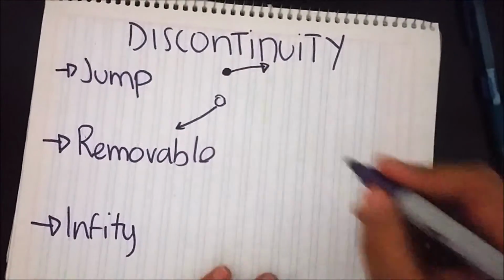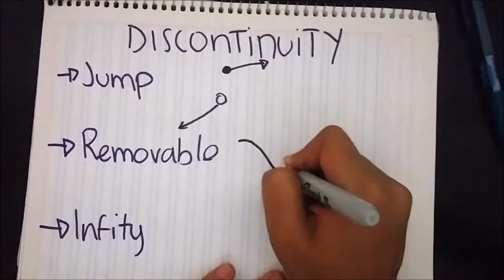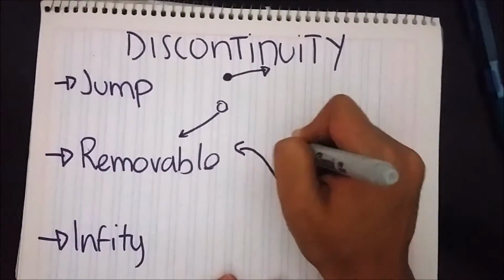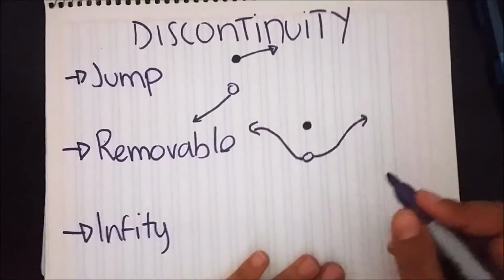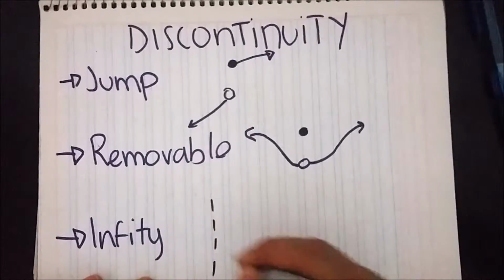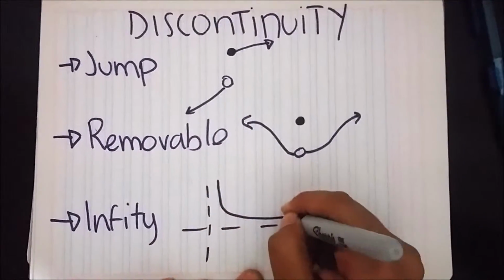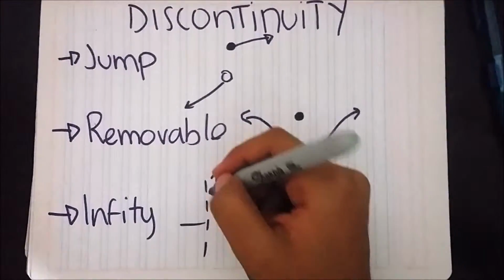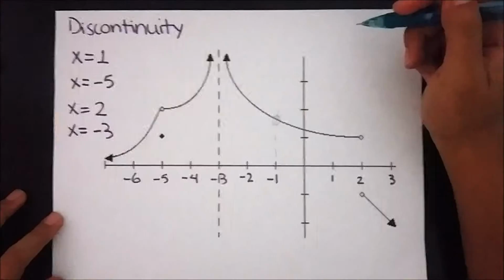In the removable, we can have a graph like this, and the point will be on a different side. So we have a gap and a point. And the infinity is when we have an asymptote and a graph like this, so one of the values is going to go to infinity.